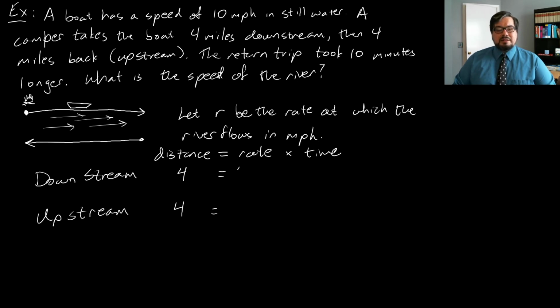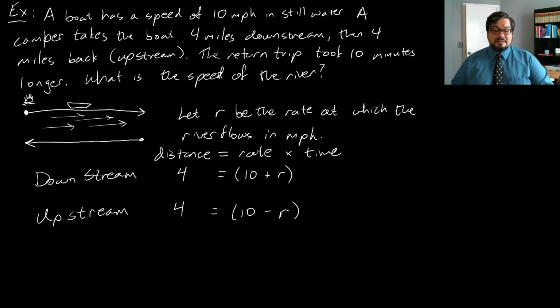Now, the rate at which the boat traveled was different in each case. Going downstream, the rate of the boat was the normal 10 miles per hour speed at which the boat went, plus the speed of the river, because it's being carried along by the river. And going back upstream, the rate of the boat, the speed of the boat, was 10 miles per hour minus the speed of the river, because it's fighting against it.